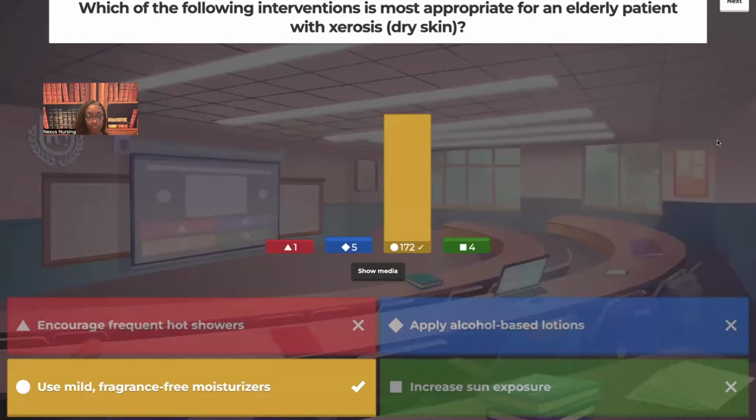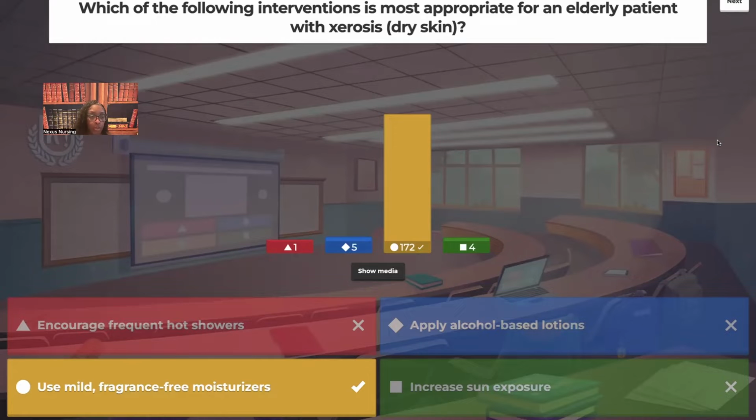Very good. Use mild fragrance-free moisturizer. So you want the moisturizer number one to be mild. You don't want it to be harsh because we don't want it damaging or irritating to the skin. We don't want it to have fragrance because moisturizers and creams that have fragrance in them tend to be irritating to the skin and could cause the patient to start scratching. And if they start scratching, it irritates the skin. They might get a cut. We don't want any of that. So we want to be mild and fragrance free.